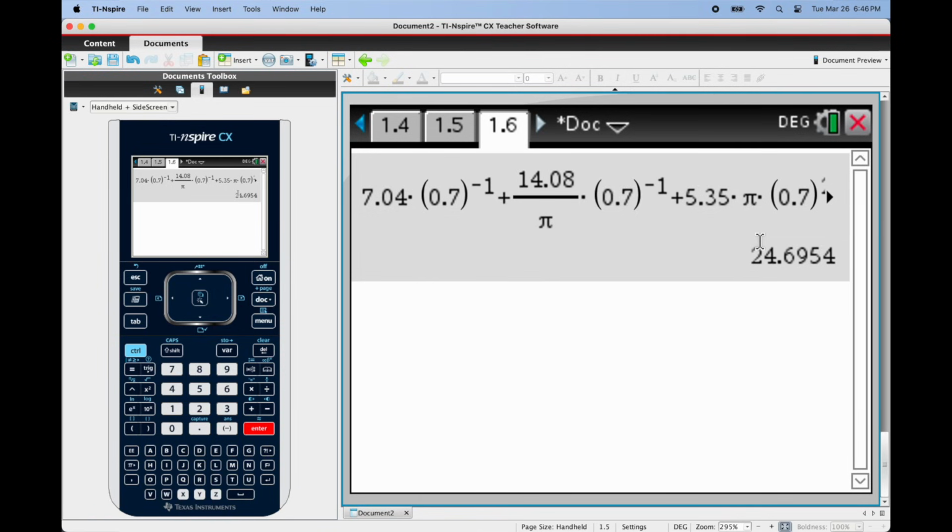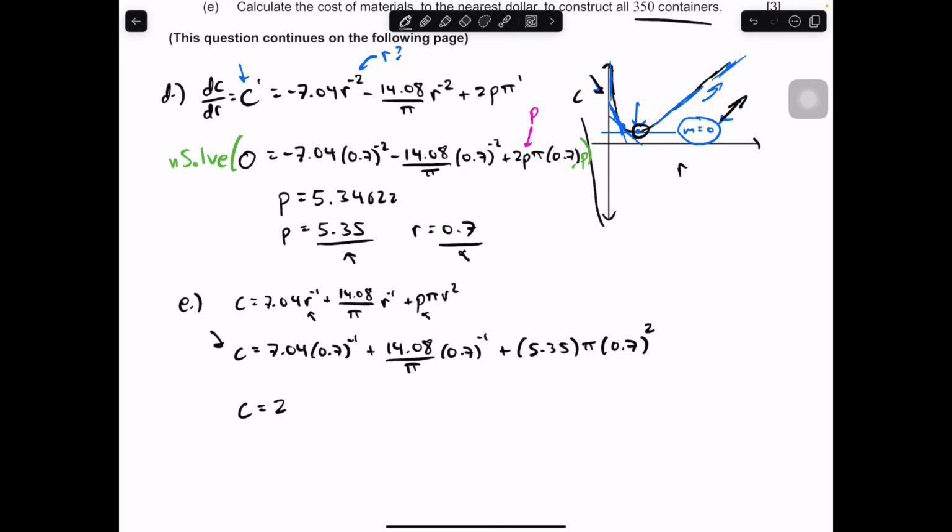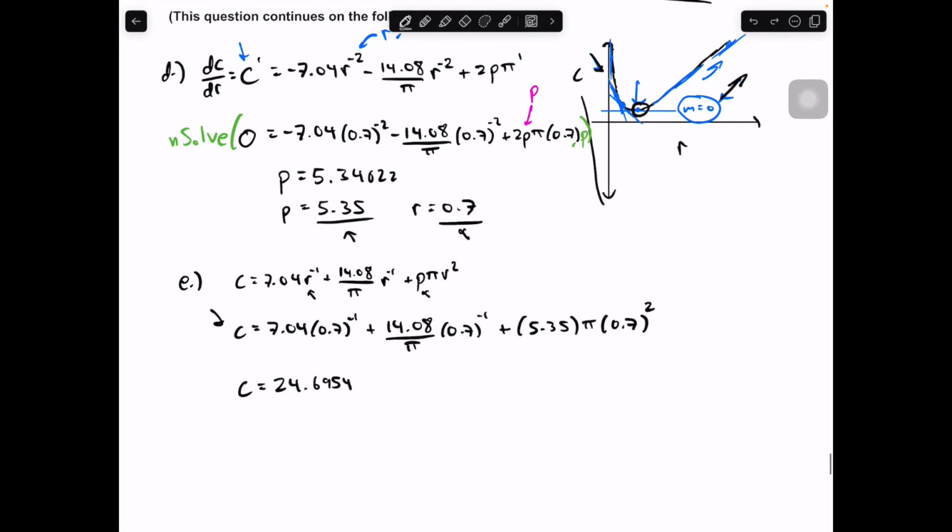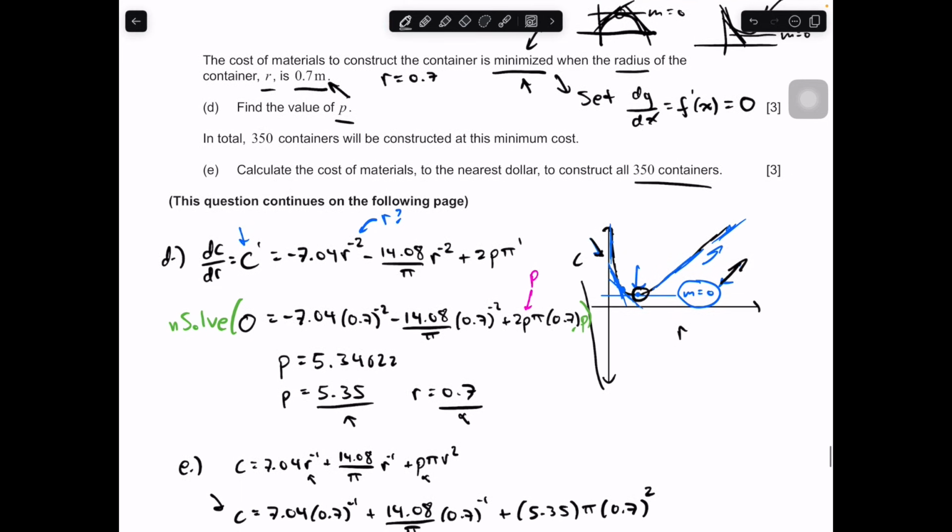Let's write that out. Going back to the document here. Cost is equal to 24.6954. Cost is equal to $24.7. So $24.7 for one cylinder. And actually, let's keep all of our digits just because we haven't reached the final answer yet. So let's write it as 24.6954. Let's keep a fair bit of accuracy. That's the cost for one cylinder. But we don't want to know the cost just for one cylinder. We want to know the cost for 350 of these containers.